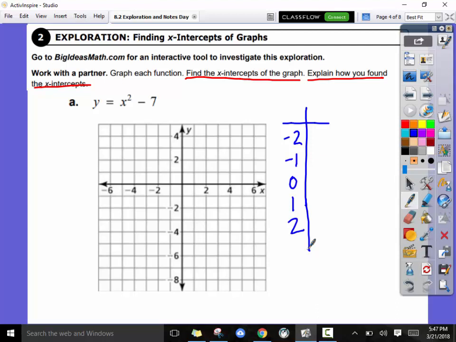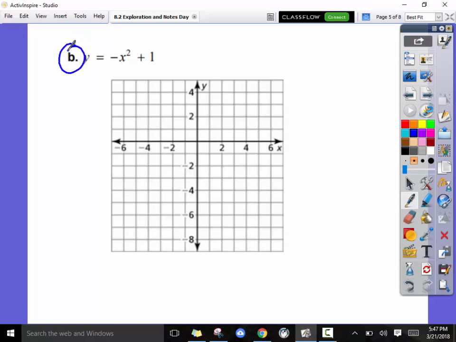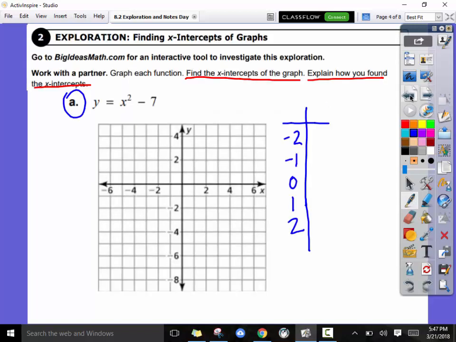So go ahead and make the table and graph for A as well as B. And then you need to find the x-intercepts of each graph. So where the parabola crosses the x-axis, that's what you need to record. So push pause, complete your table, graph your parabola, and look for those x-intercepts.